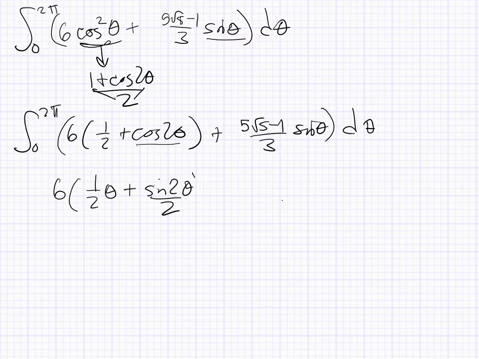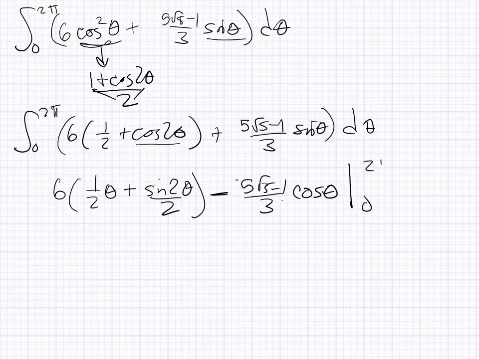And then this one will be plus 5 root 5 minus 1 over 3 times sine, which would be negative cosine. So let's change this to a negative. And then we evaluate that between 0 and 2 pi. So then I plug in the 2 pi here, here, here, and then the 0, and we're done.